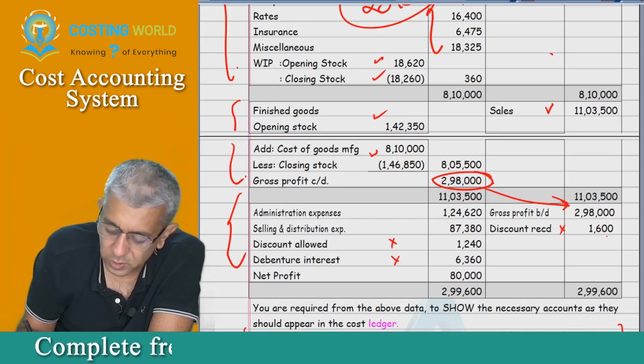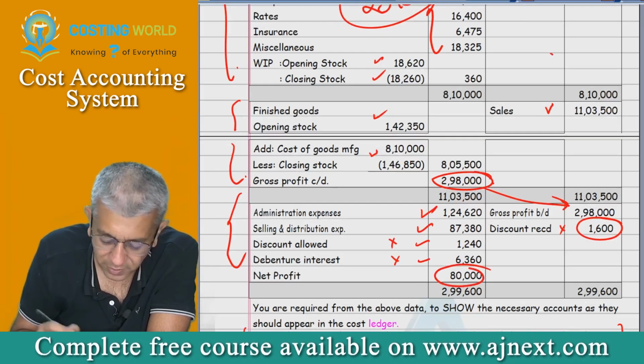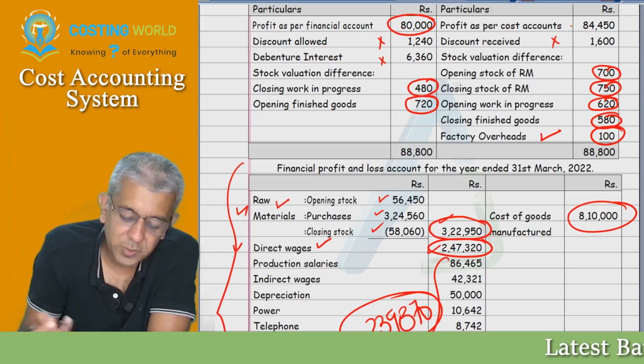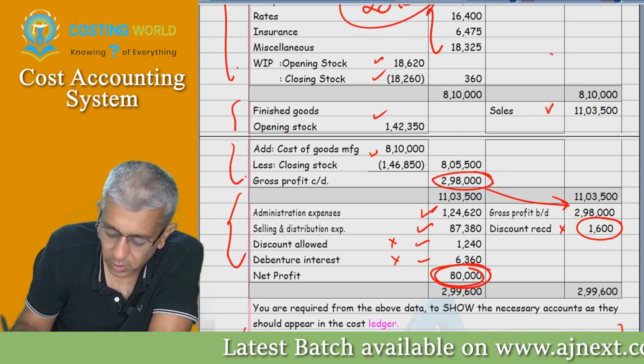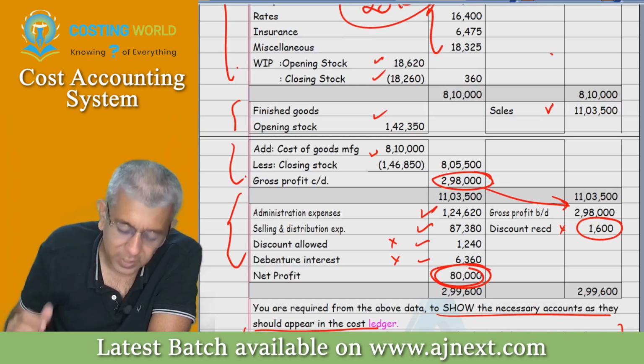Then in this case, you all have discount received. You all have this and this. This is your final profit. Obviously, this profit is also there in your reconciliation. Profit as per financial accounts is 80,000. You are required from the above data to show the necessary accounts as they will appear in the cost ledger.